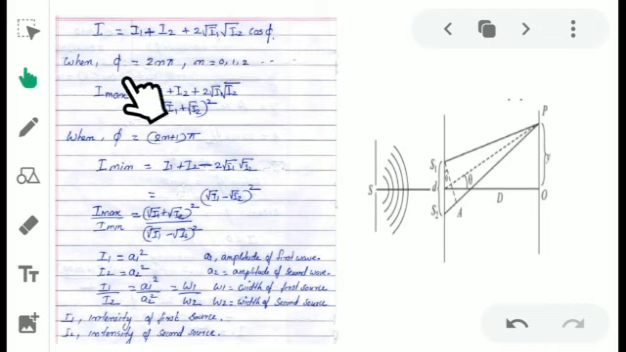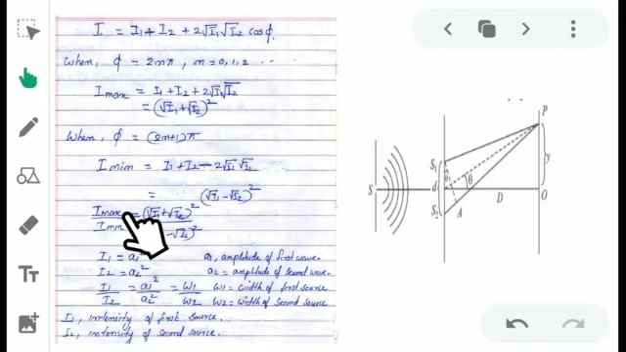Now see, I is equal to I1 plus I2 plus 2 root I1 I2 cos phi. When phi is equal to 2n pi, n is equal to 0 to infinity, at that time we get I1 plus I2 plus 2 root I1 I2. So this is the maximum value of the intensity, that is I max is equal to root I1 plus root I2 the whole square. When phi is equal to (2n plus 1) pi, at that time this becomes I1 plus I2 minus 2 root I1 I2, because there cos phi becomes negative. That is another relation we already discussed.